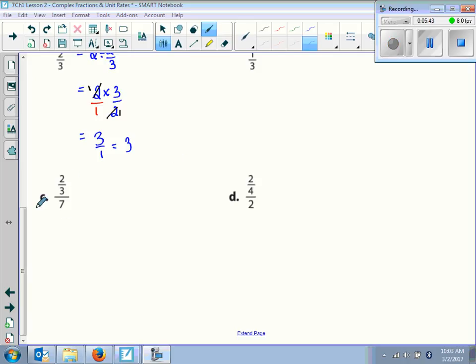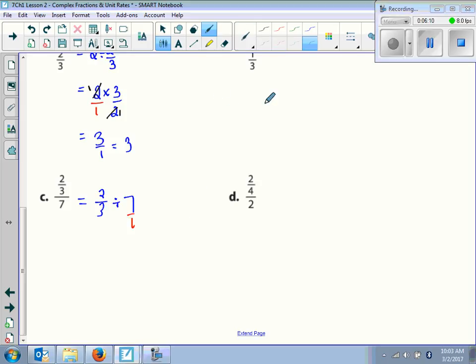All right, so example C says 2/3 divided by 7. Okay, so we're going to rewrite as division. So that's 2/3 divided by 7. Now, of course, 7 is 7 over 1, right?